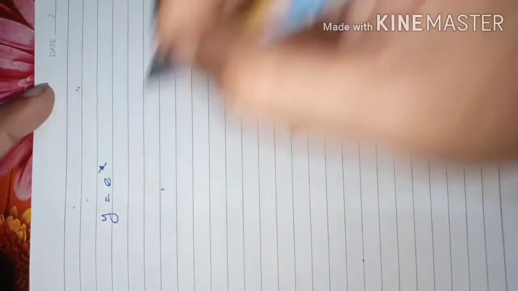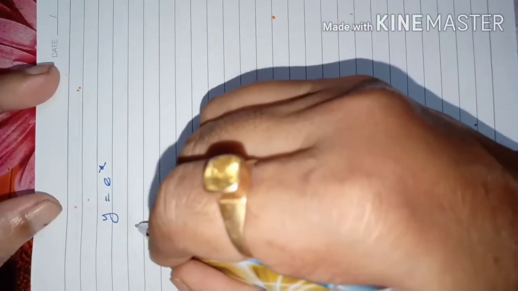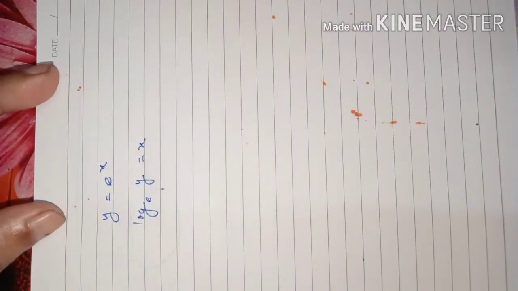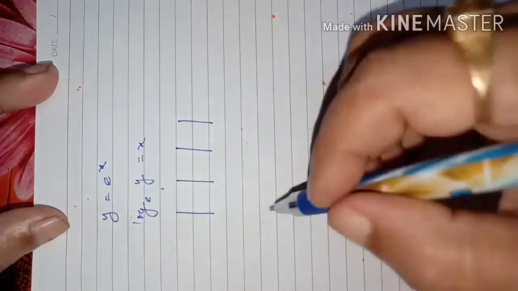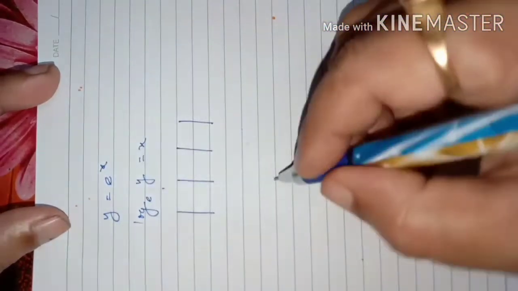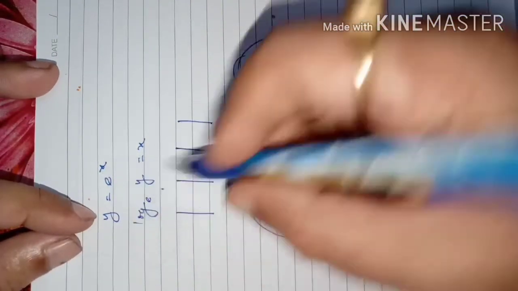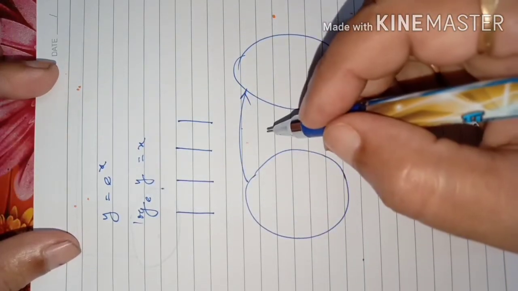Again, let us talk about y equal to e to the power of x. This is the natural exponential function, and if we apply log here, log to the base e of y is equal to x. So this function also can be defined this way. This is also a function from y values to x values. This natural exponential function is from real number to real number.